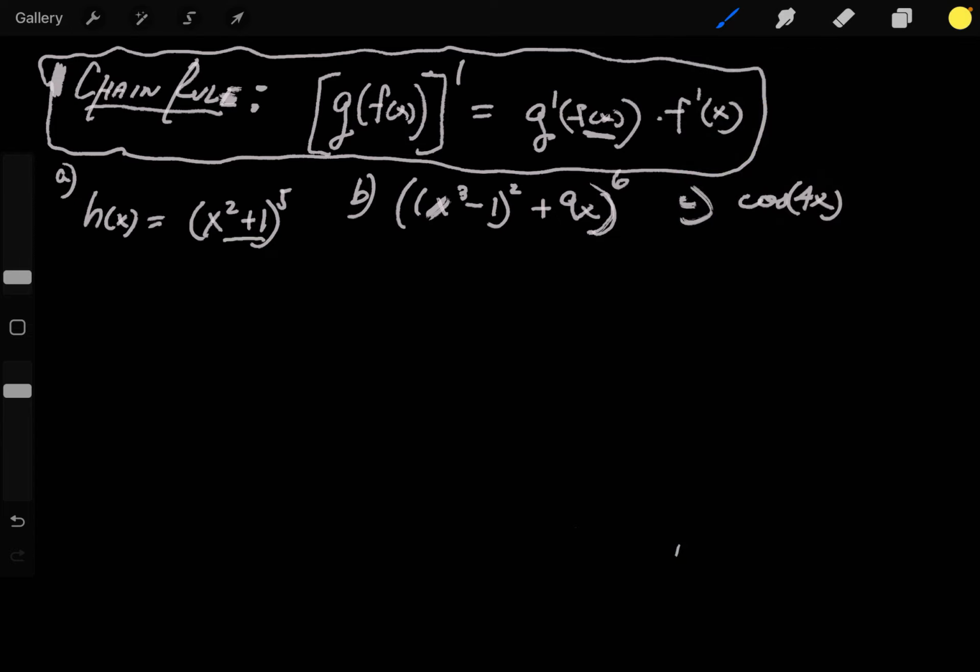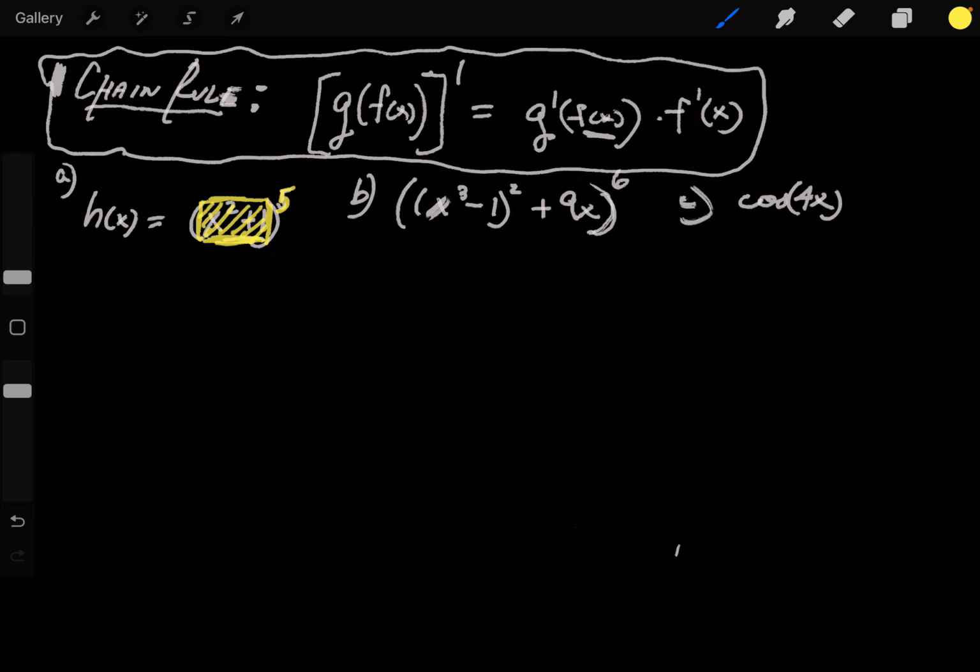The inner function would be this one right here. We should see that this is the inner function and the outer function is this 5 part. So the inner function is this x squared plus 1, and we neglect that for the time being.